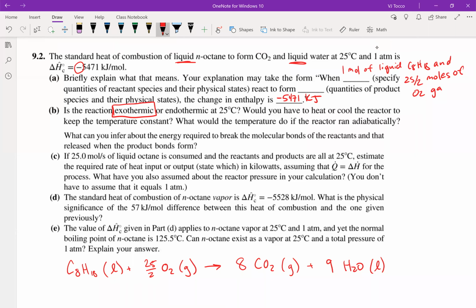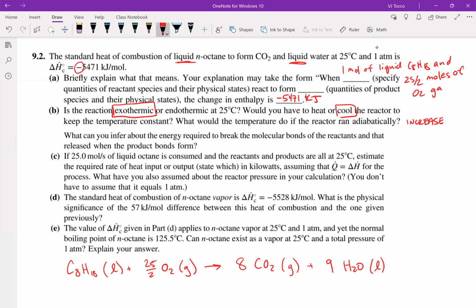So if you look at what the heat of reaction is, if you take the system to be the chemical species, then if those lose energy, then that must mean that the surroundings have gained that energy. So you would have to cool the reactor to keep the temperature constant. And what would the temperature do if the reactor ran adiabatically? It would increase.